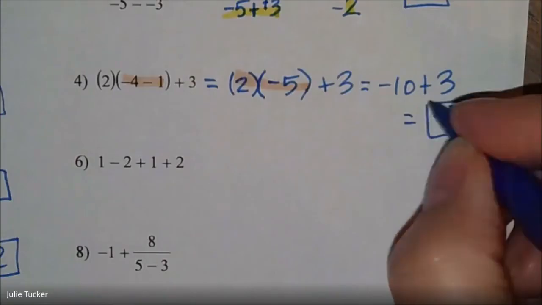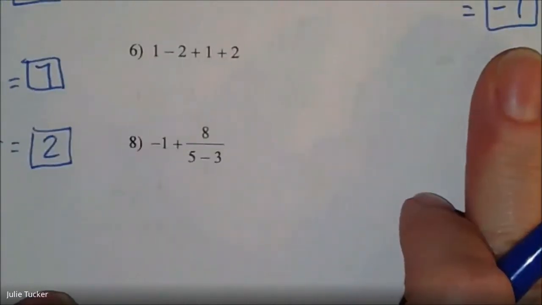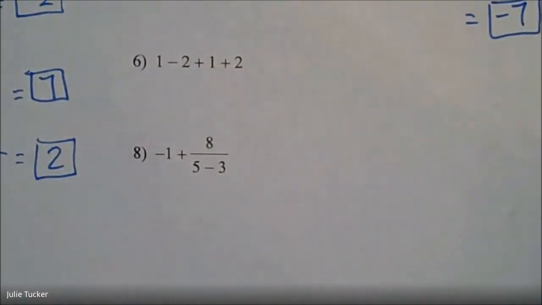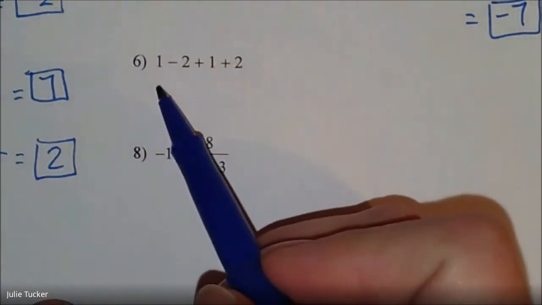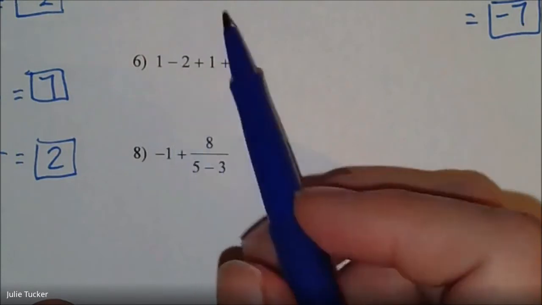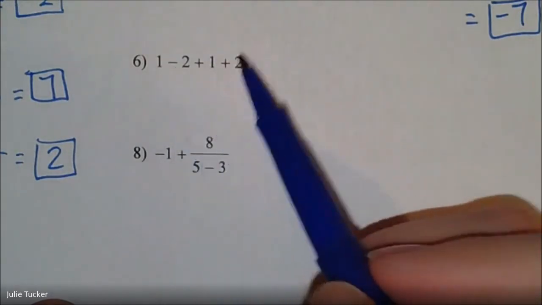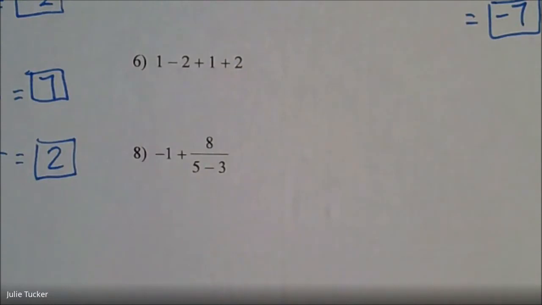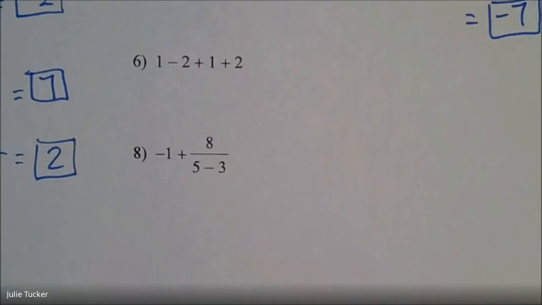Nice work. All right, let's look at number 6 here. This one's weird. It doesn't have any parentheses or any exponents, and it only has subtracting and adding. So how do you know what to do first? Do you remember?